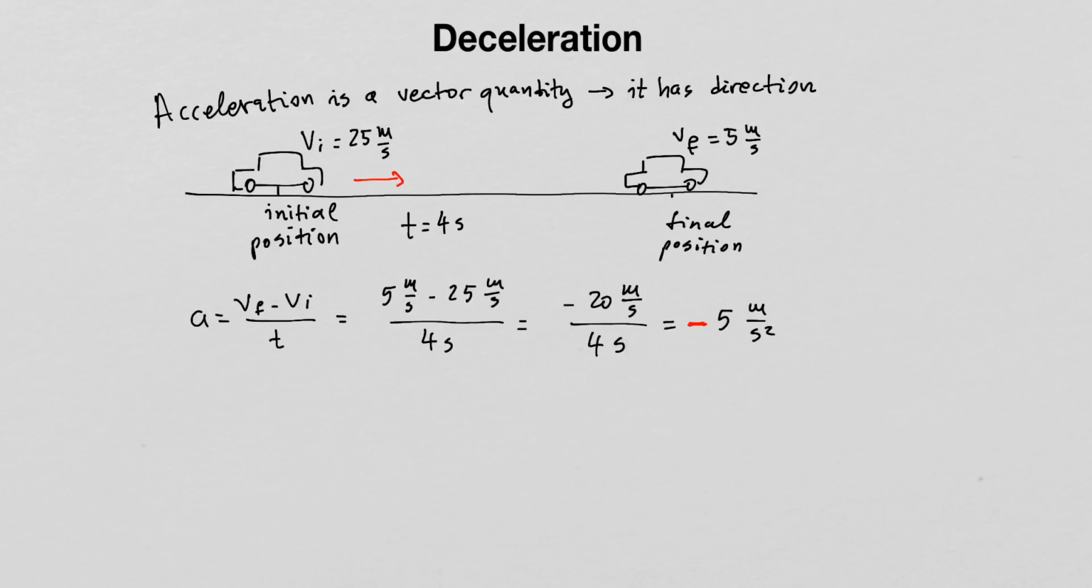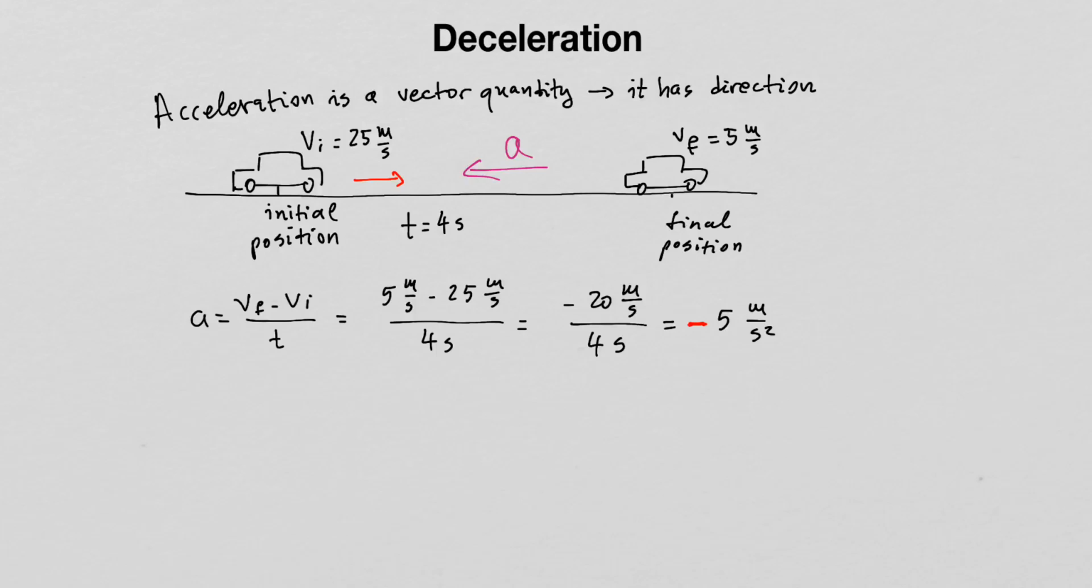So we have 5 meters per second minus 25 meters per second, divided by 4 seconds. That is negative 20 meters per second divided by 4 seconds, or negative 5 meters per second squared. That's the acceleration. So what does the minus sign mean? It means that the car is slowing down because the acceleration is directed opposite to the direction of motion of the car. If I were to indicate that with an arrow, the acceleration opposes the direction of motion of the car.